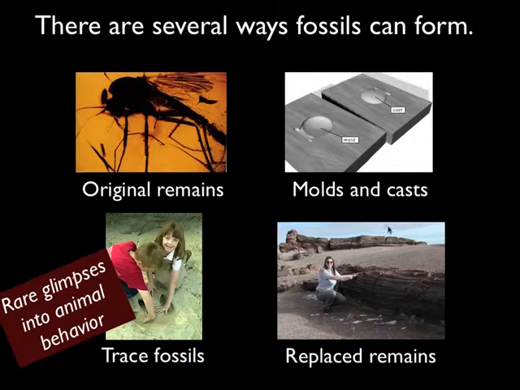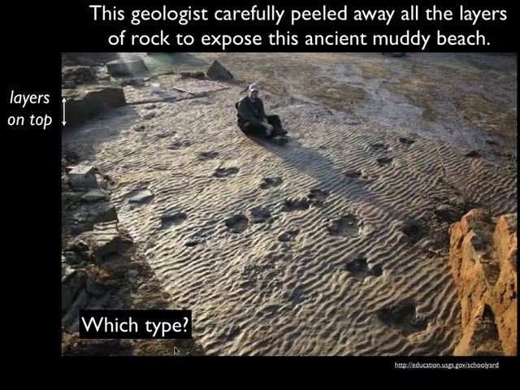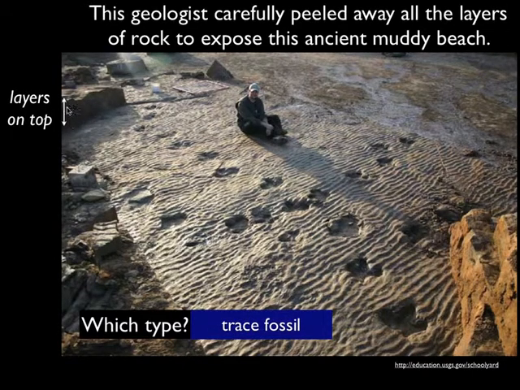So there are indeed several ways that fossils can form. Some of those rare glimpses into animal behavior like we just saw, we often call those trace fossils. And here is an example of a trace fossil. This geologist here has carefully peeled away all the layers on top of this layer that you're seeing. You're seeing the top of an ancient muddy beach. It was there for a few hours. It was wet. It hardened. It got buried over time by more sediment that came in, and it was preserved so that we actually get to see these dinosaurs walking here.